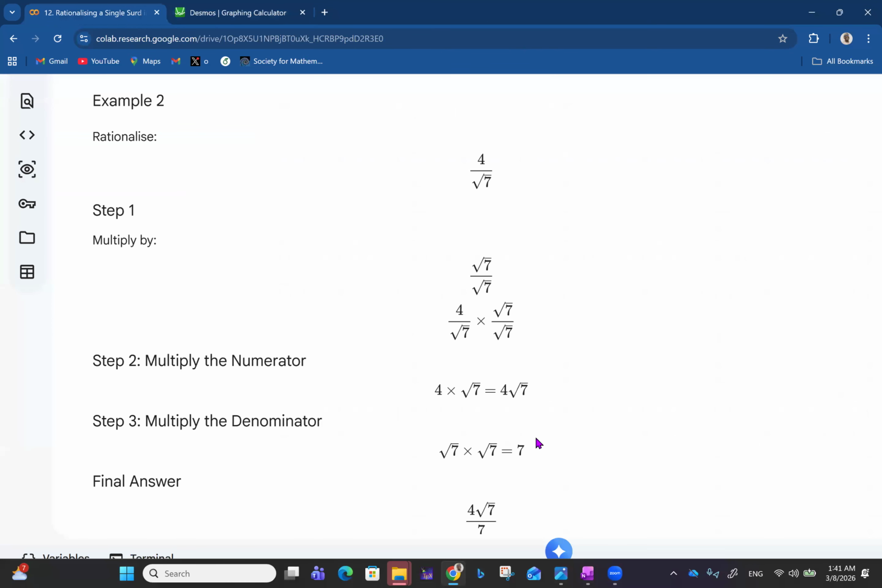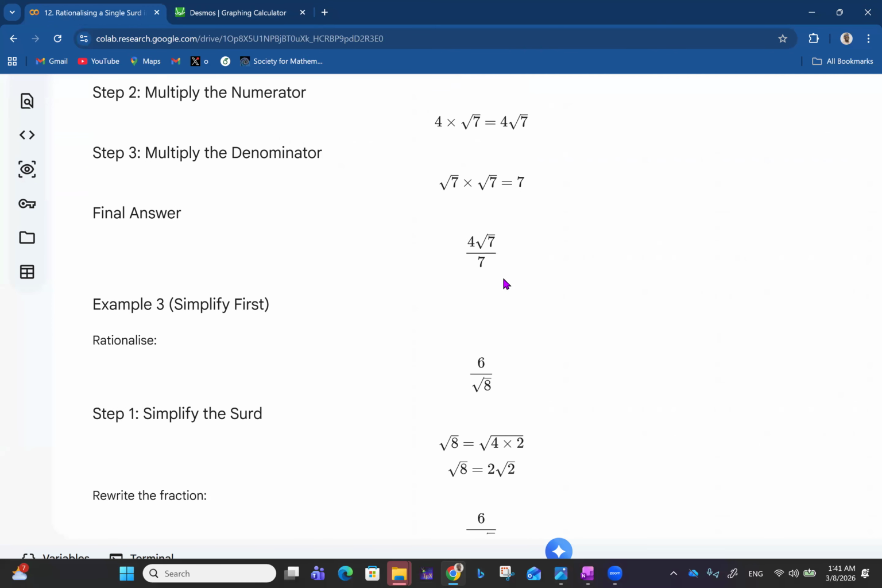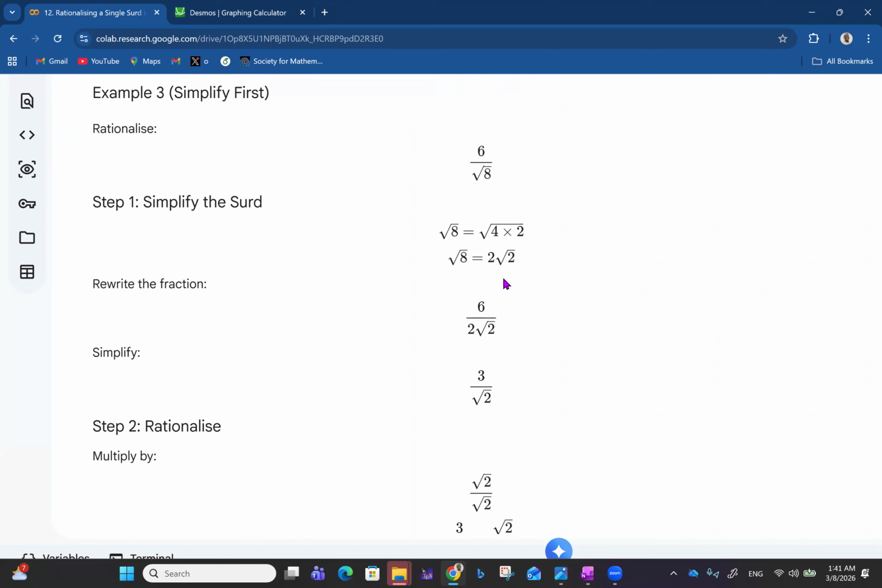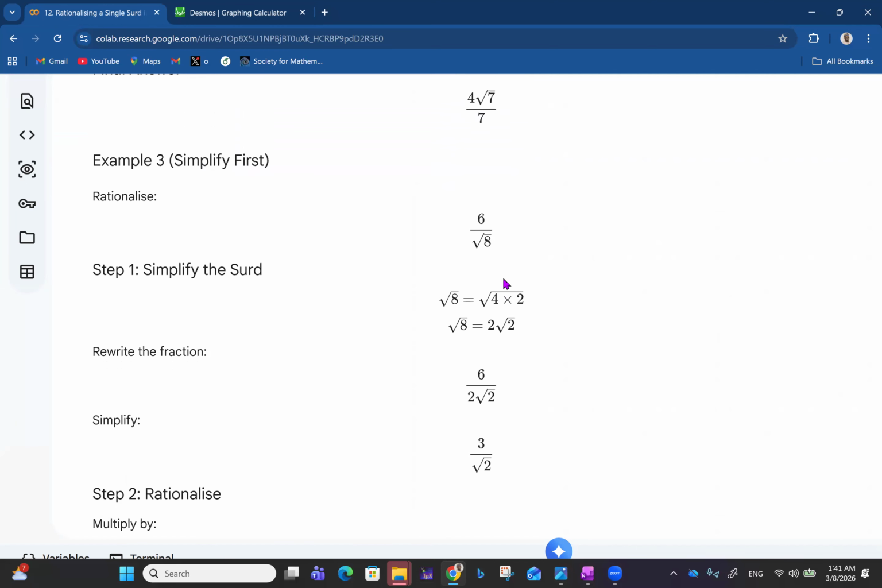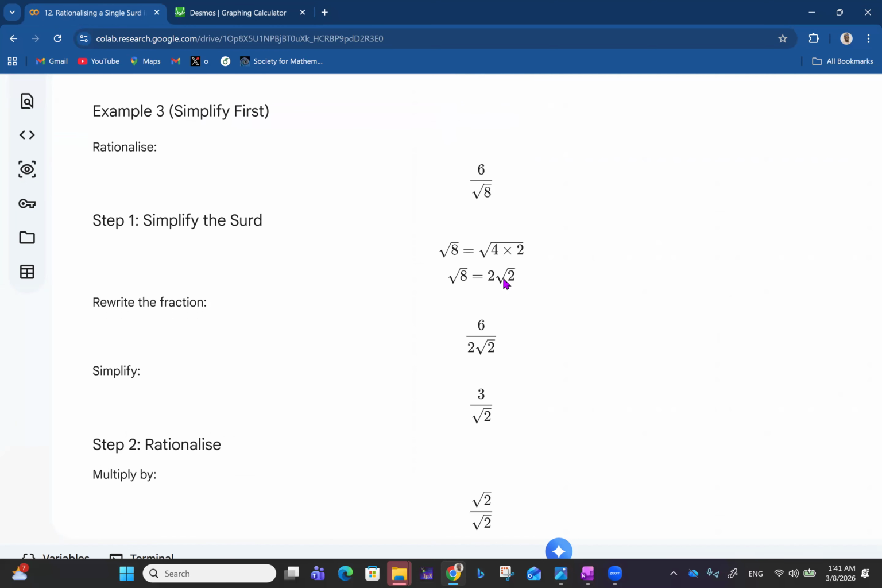So that tells us that we are good. So we have just made this prettier. So in example 3, you have... Now, example 3 is not so straightforward. You have to simplify first.